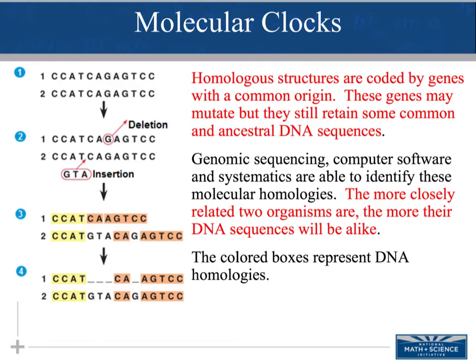Through genomic sequencing, we're able to compare and identify what these molecular homologies are, and again, they're called molecular clocks. The more closely related two organisms are, the more their DNA sequences are going to be similar to each other or resemble each other.